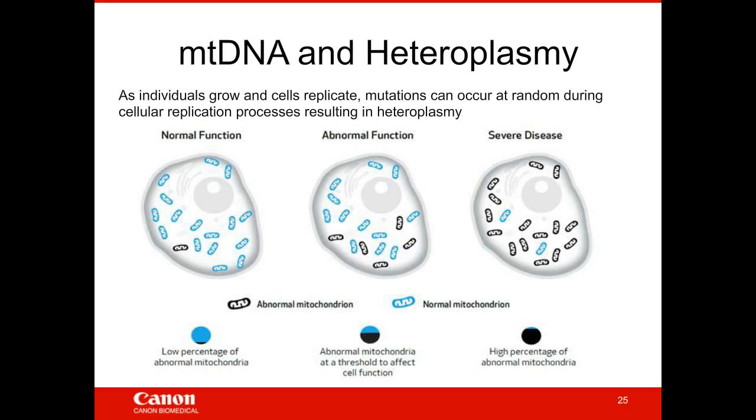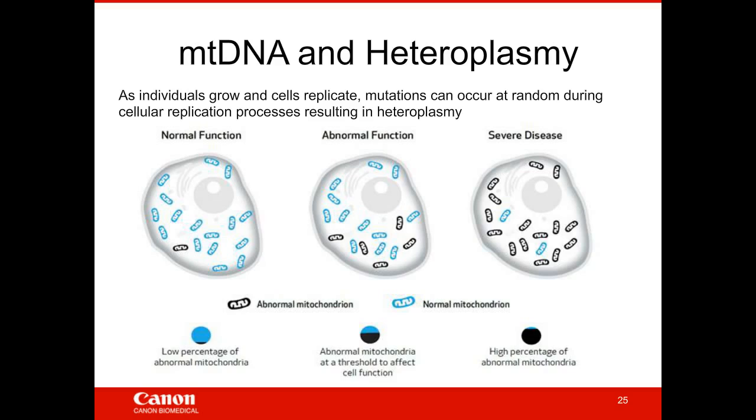Detecting mitochondrial DNA becomes even more complicated due to the heteroplasmic nature of the mitochondrial genome. So at birth, usually all mitochondria of an individual are identical. This is known as homoplasmy. However, as individuals grow and the cells begin to replicate, mutations can occur at random during the cellular replication processes. This results in what's called heteroplasmy, which is the occurrence of more than one type of mitochondrial DNA.